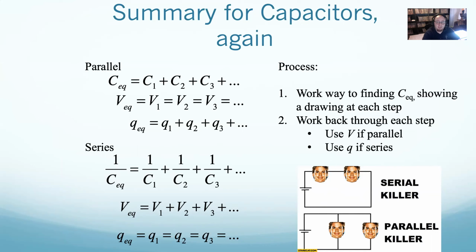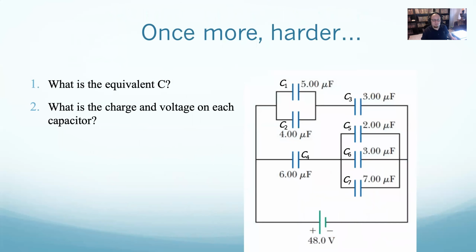Okay, I've got 15 minutes left, and I'm going to spend these 15 minutes basically doing one problem that I made really ugly. This is harder than I would give you on an exam. So let's look at it. There's my setup. I have 7 capacitors hooked up like so, hooked up to a 48-volt battery. And I said, what's the equivalent capacitance, and what's the charge and voltage on each capacitor?